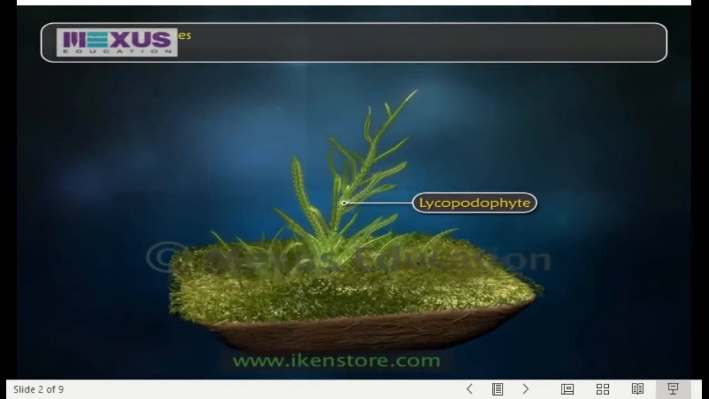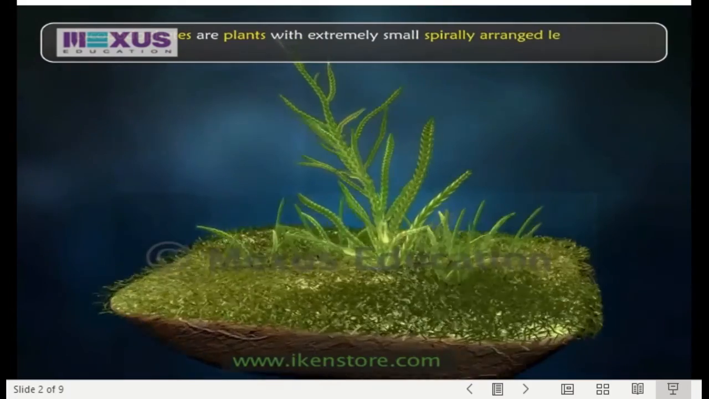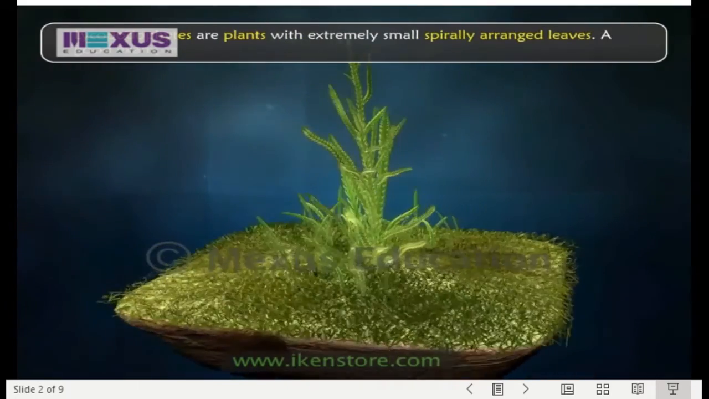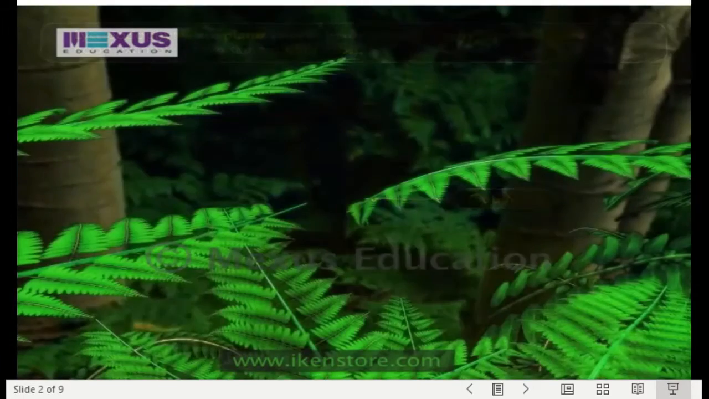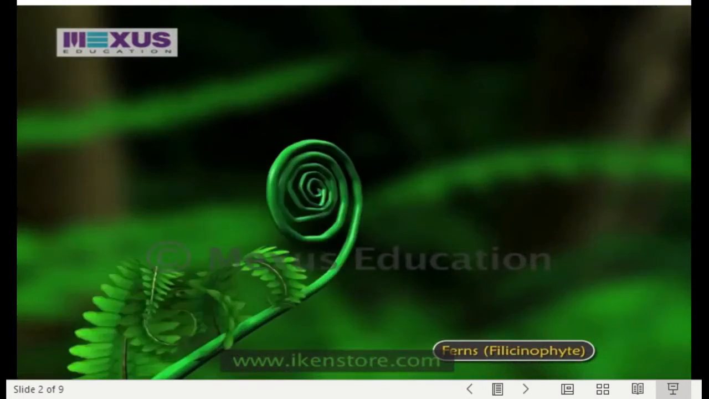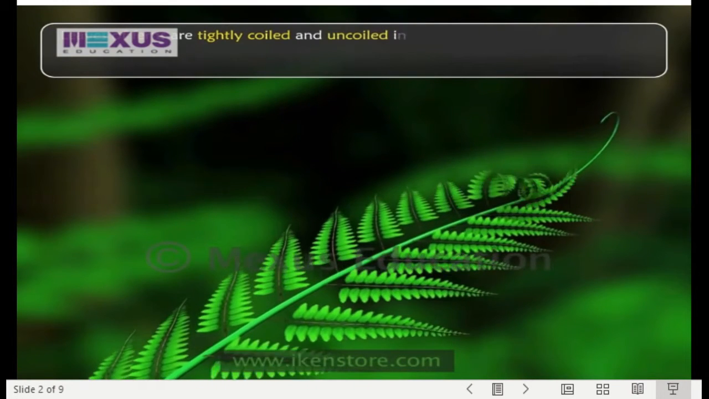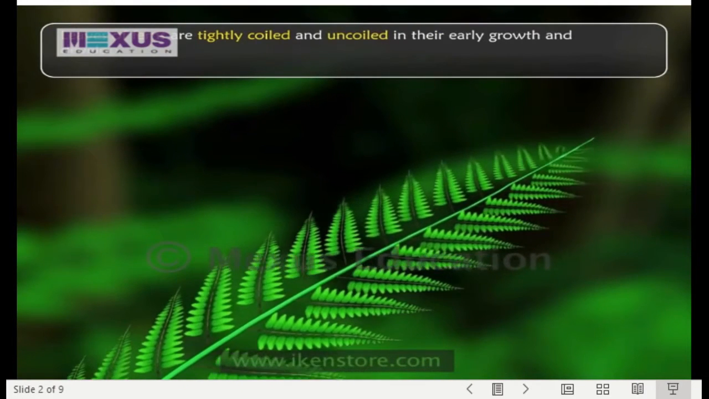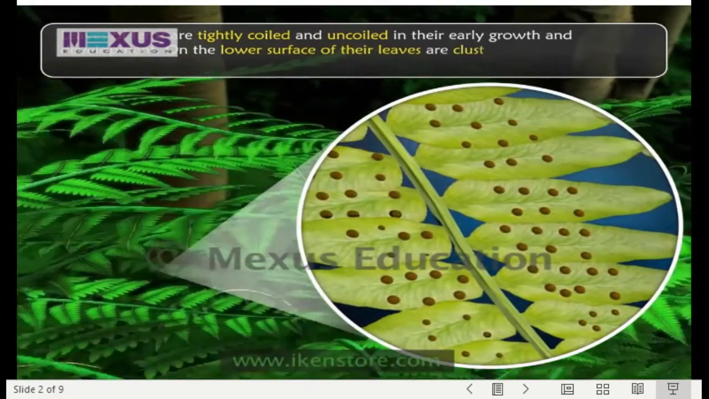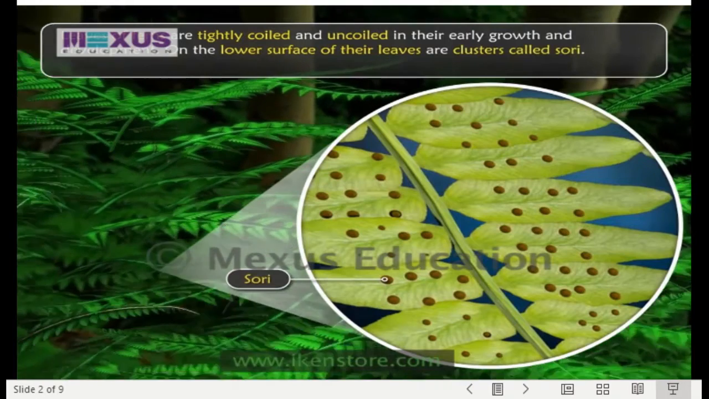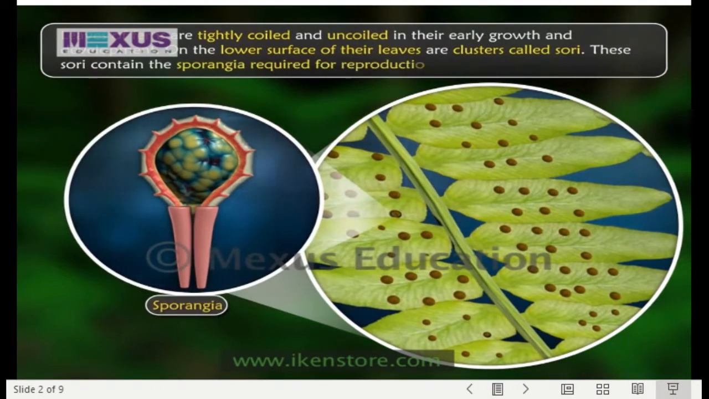Lycopodophytes are plants with extremely small, spirally arranged leaves. A good example of the same is club moss. Ferns are Filicinophytes. Their leaves are tightly coiled and uncoiled in their early growth and development. On the lower surface of their leaves are clusters called sori. These sori contain the sporangia required for reproduction.